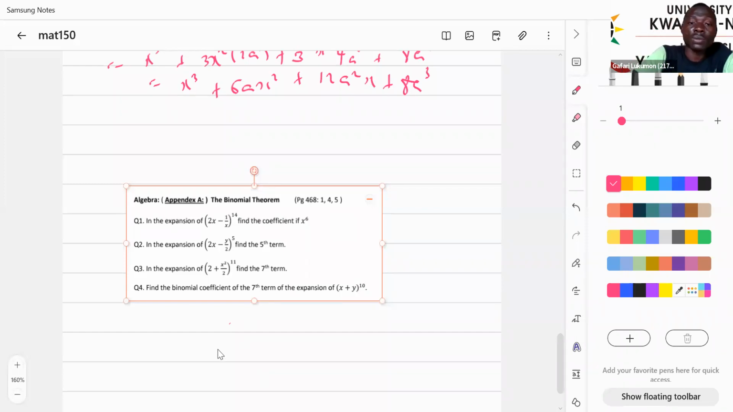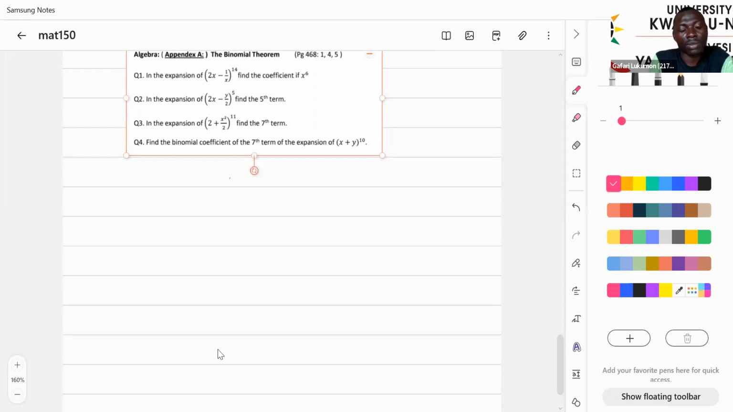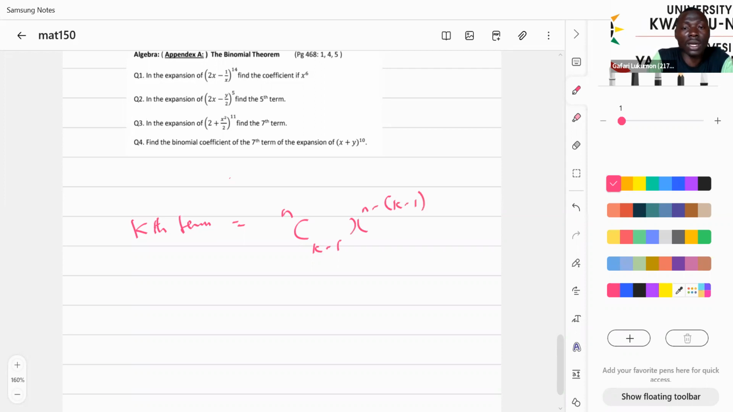If you want to find the kth term of an expansion, you use this formula. Your kth term will be what? n combination k minus 1, s raised to power n minus k minus 1, then y raised to k minus 1. You understand now? So y to the k minus 1.